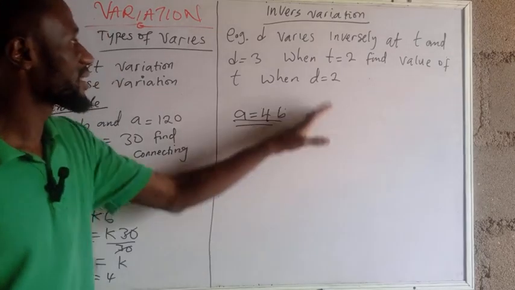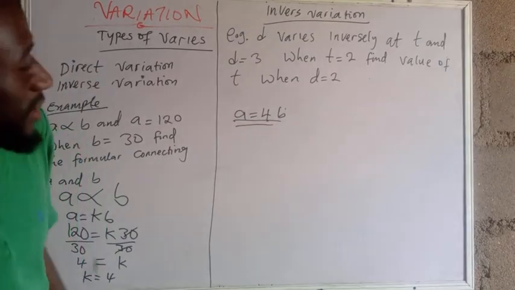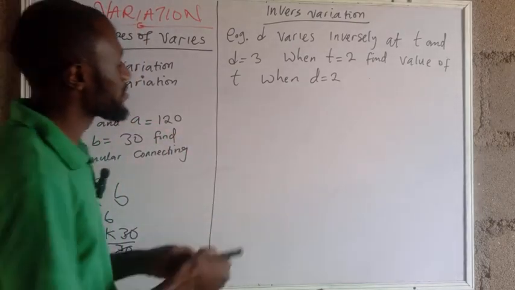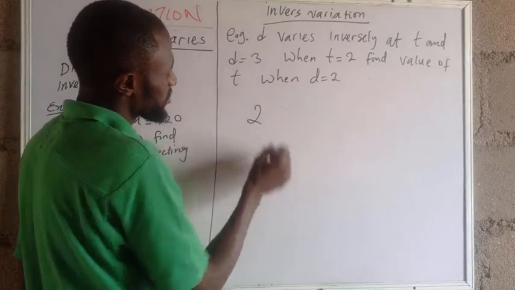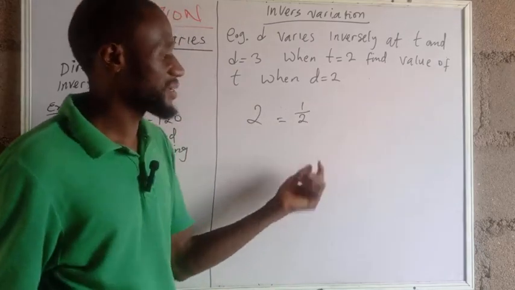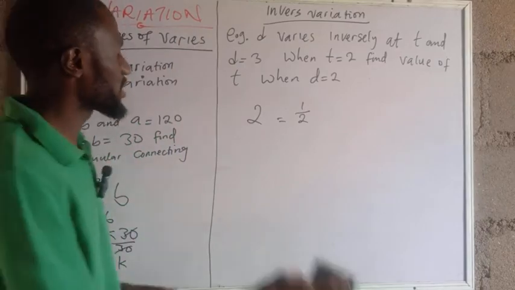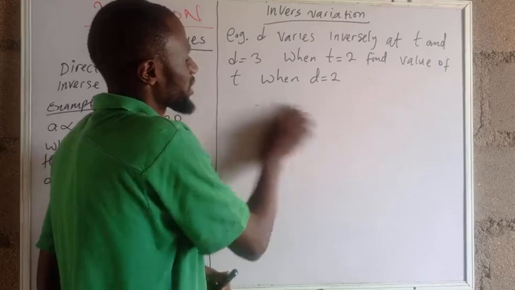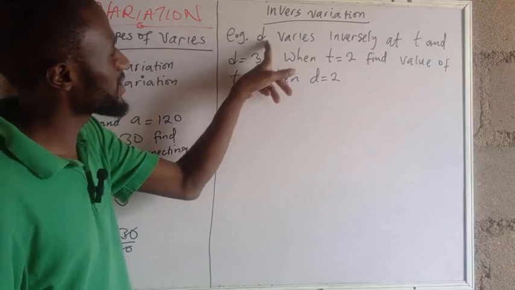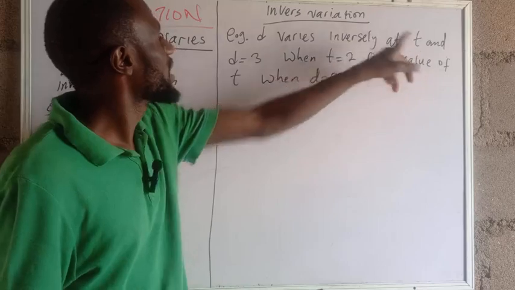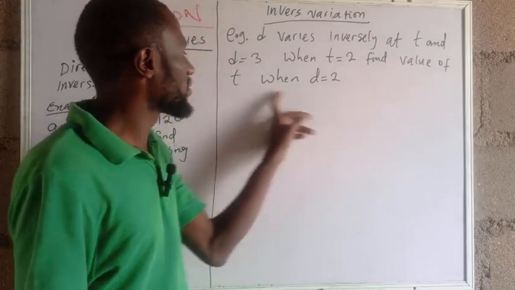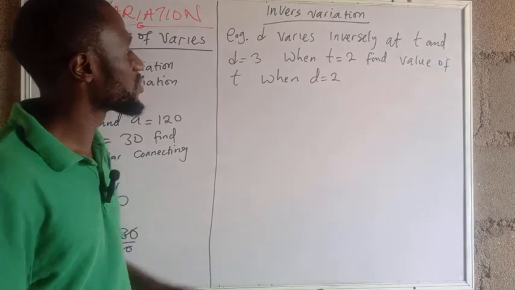Then we're going to look at the inverse variation. When you say inverse, if you have 2, the inverse of 2 is 1 all over 2. When you hear the word inverse, anything will be in the form of a fraction. The question says D varies inversely as T, and D is equal to 3 when T is equal to 2. We are asked to find the value of T when D is equal to 2.